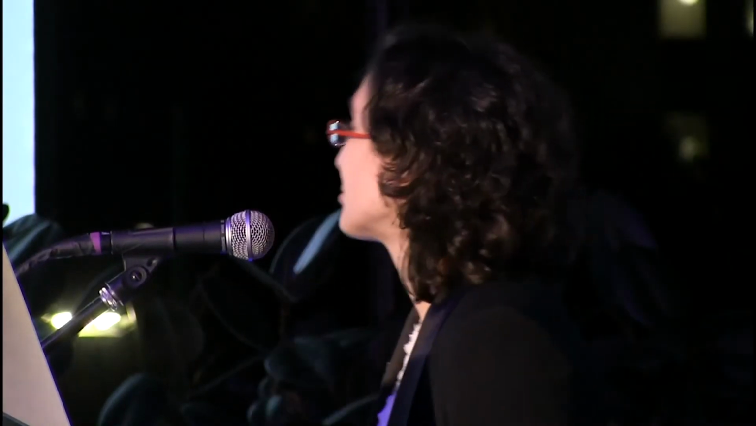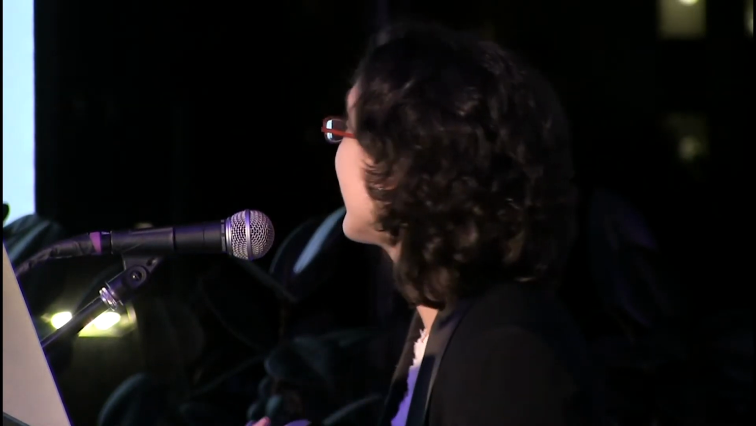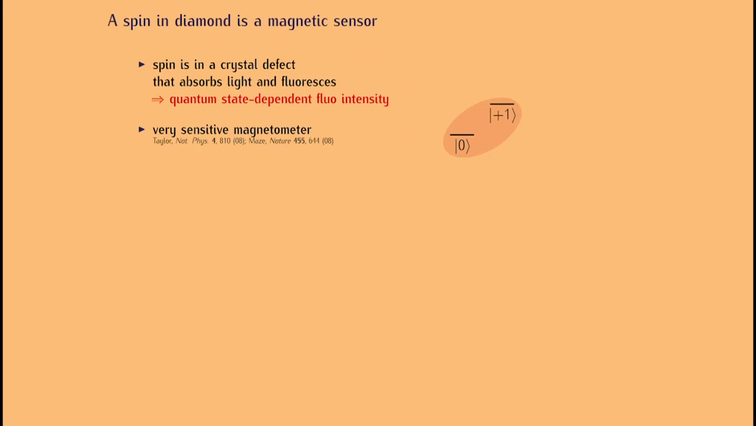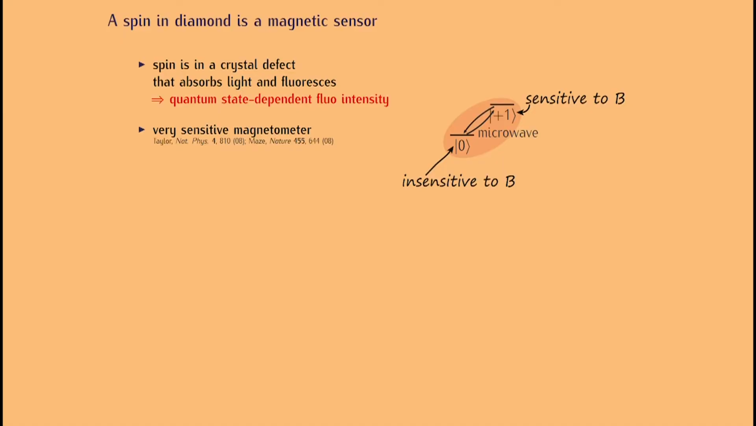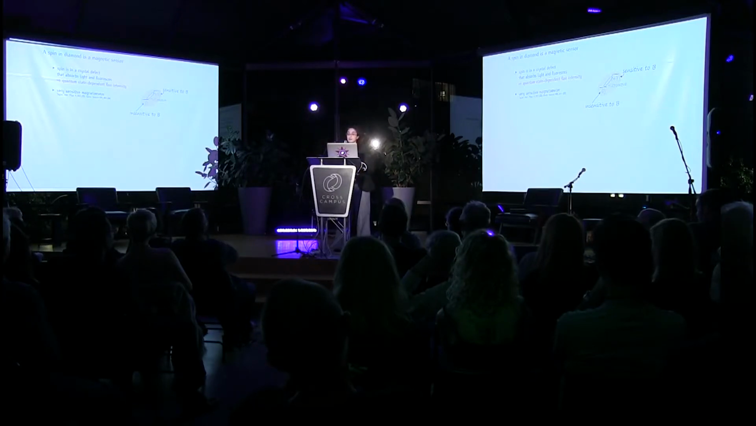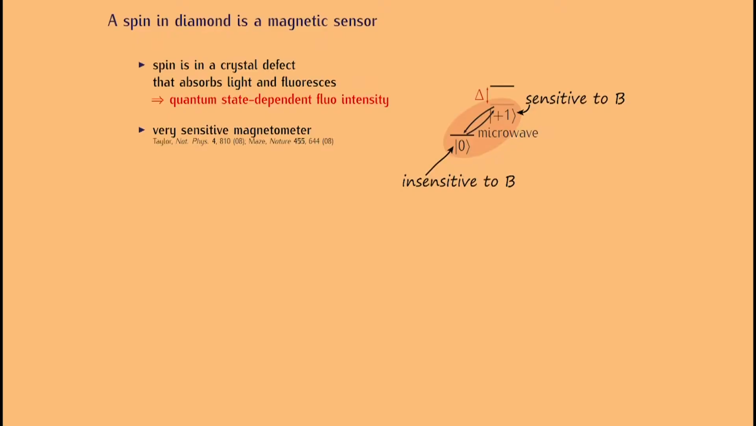And this spin can be put to use as a very sensitive magnetometer in the following way. Those are the two energy states represented by the spin up and spin down. It turns out that one of those states is insensitive to the presence of magnetic fields, whereas the other one is sensitive to the presence of a magnetic field. Just for you to have an idea, the energy difference between those two energy levels is in the microwave range. So in the presence of a magnetic field, the zero state, one of the spin states, doesn't care, whereas the other one is going to change its energy.